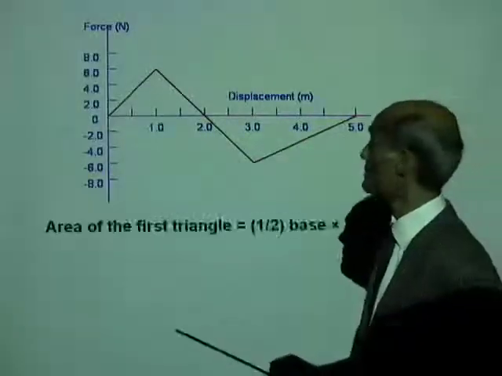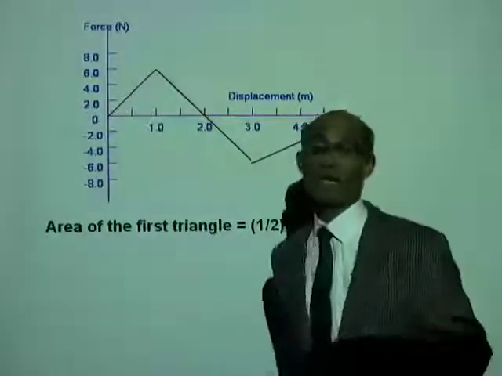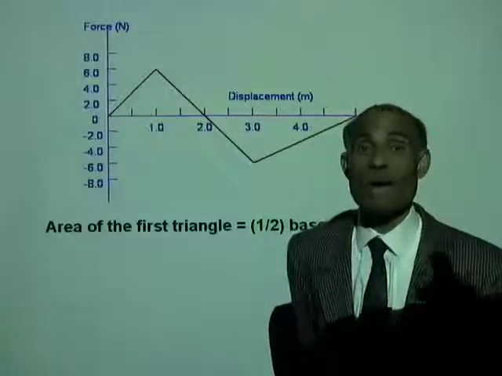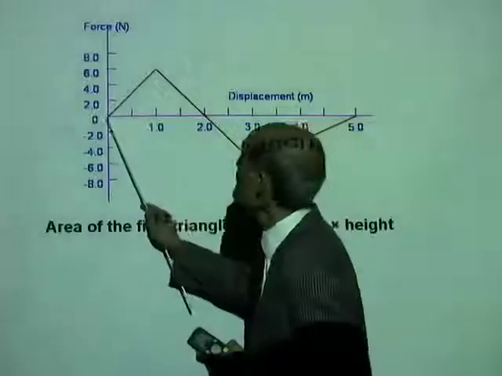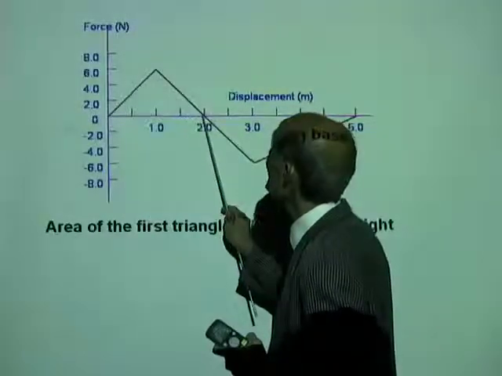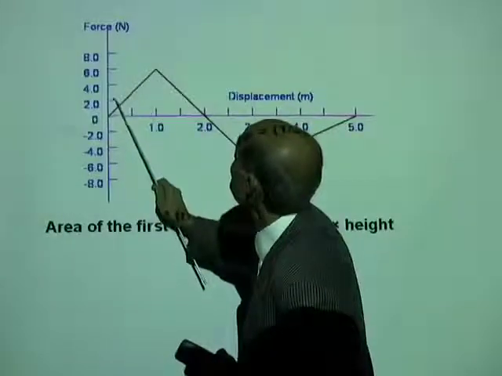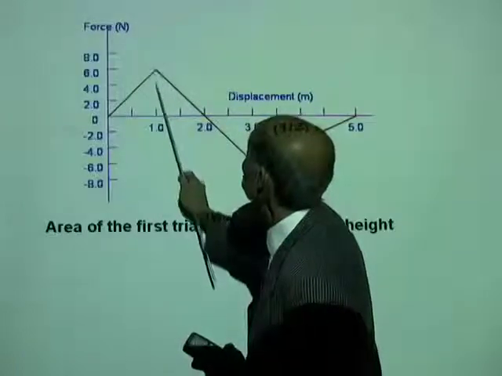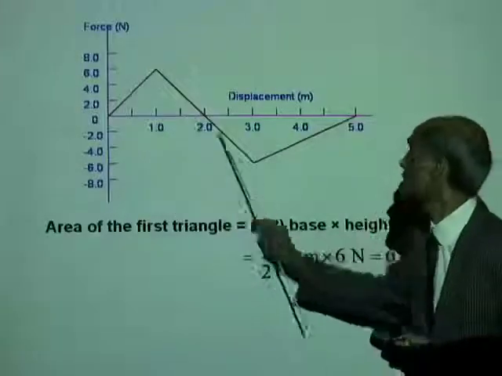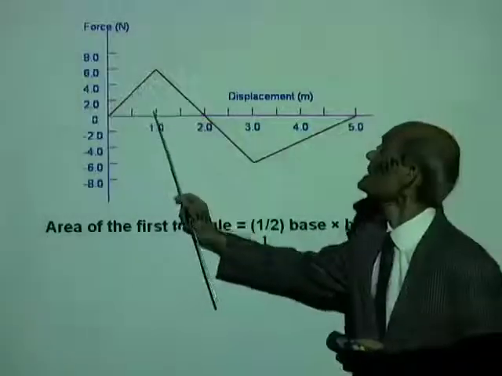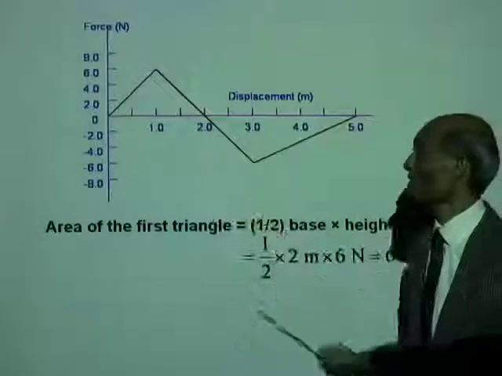Let's measure these areas. What is the area of the first triangle? Well, the area of a triangle is 1/2 base multiplied by height. Now what is the base here? Base is 2 meters. What is the height? The height there, this is 2, 4, 6. The height is 6 newtons. So that will be 1/2, base is 2 meters, height is 6 newtons. That will be 6 joules, that is positive.